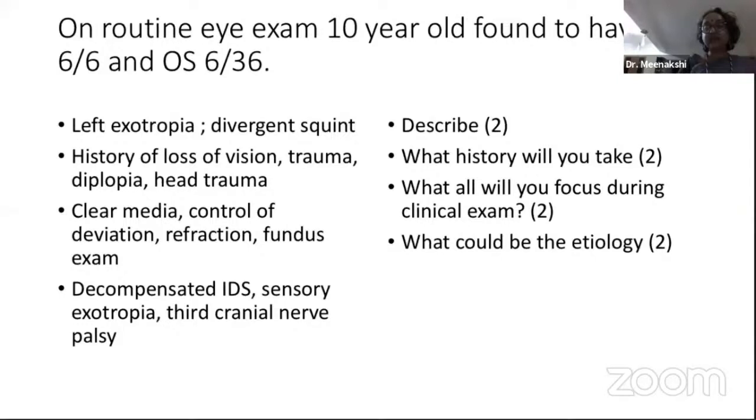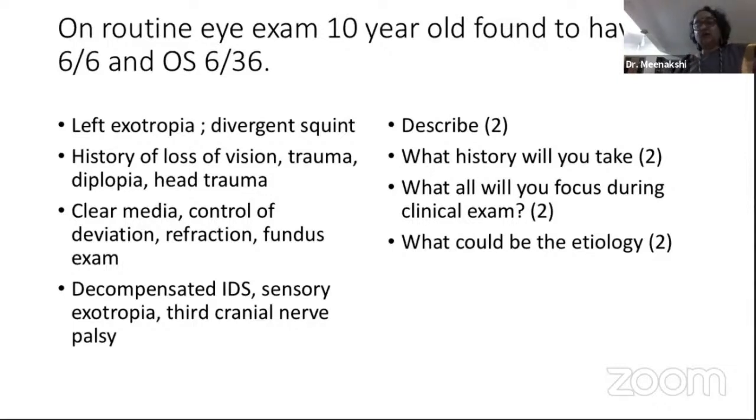So history of loss of vision, trauma, diplopia, head trauma for third nerve. You have to examine clear media, control of deviation, which you said correctly. You have to look at the refraction because you may want to manage the patient, fundus exam. And you correctly said it could be a decompensated IDS, sensory exotropia, third cranial nerve.